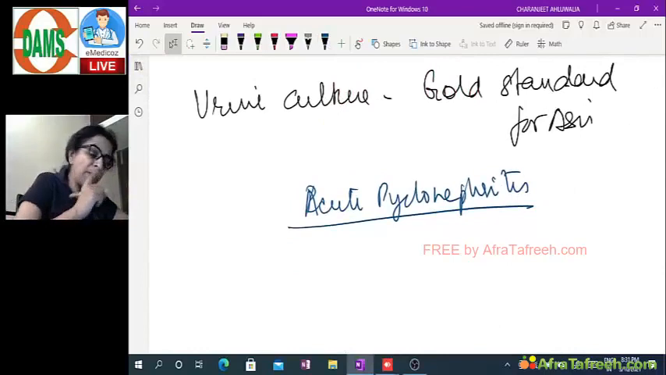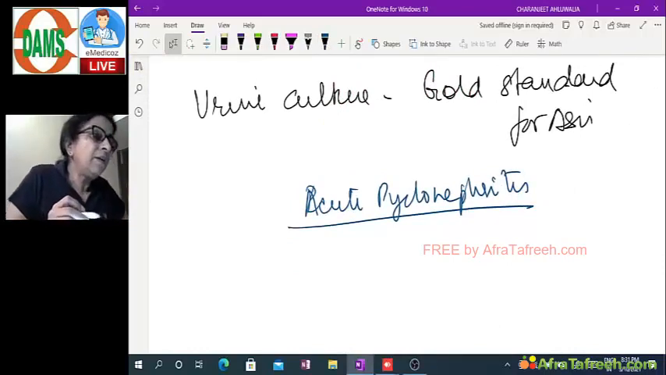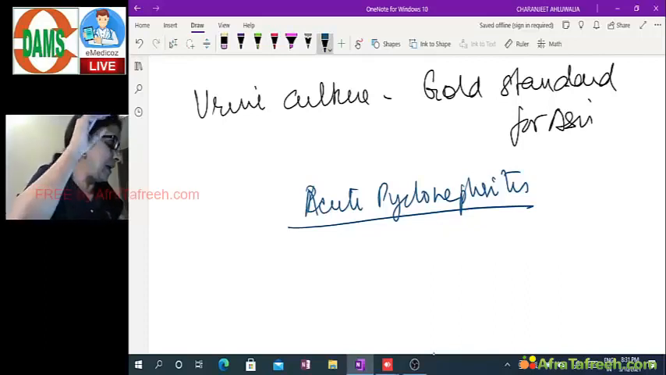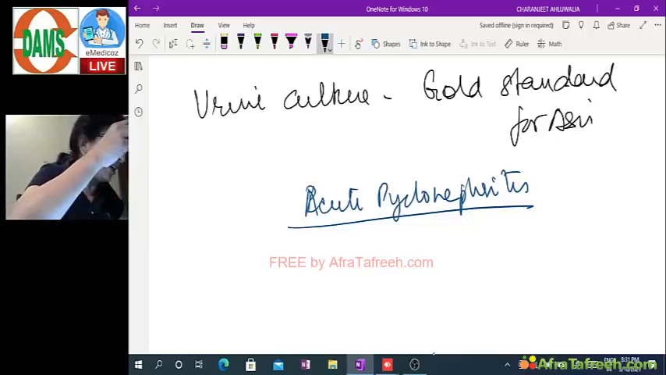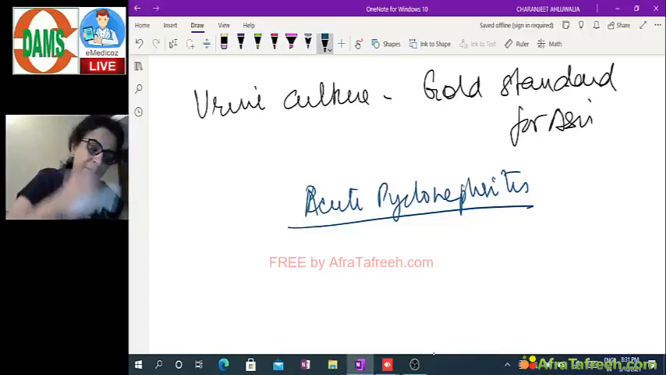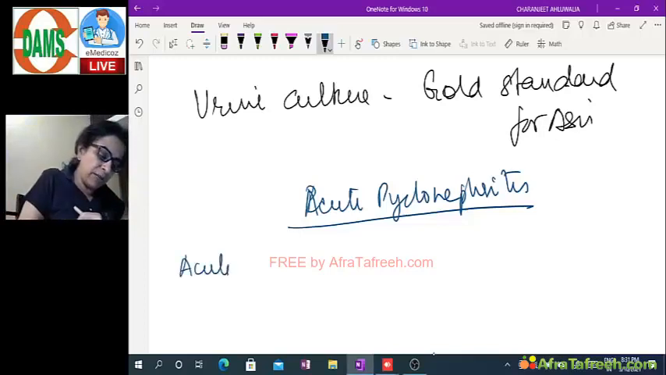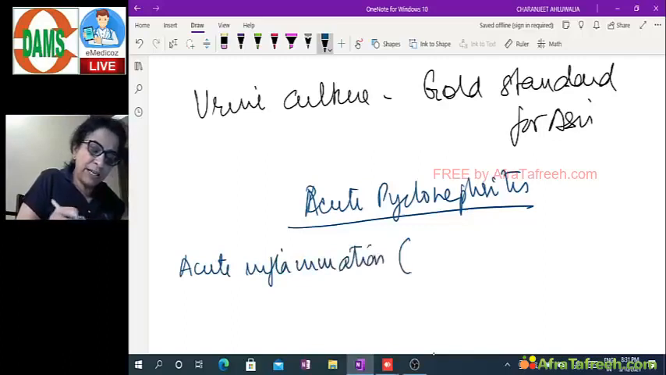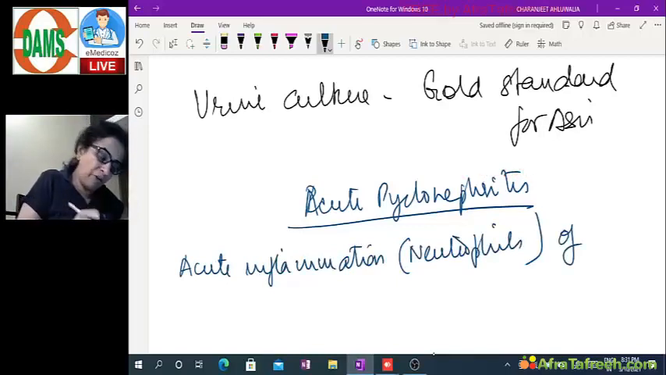So what is acute pyelonephritis? In the tubules of the kidney and in the interstitium of the kidney, there is acute inflammation of the tubules and interstitium caused by bacteria. What are the cells of acute inflammation? Neutrophils. So what is pyelonephritis? Acute inflammation of tubules and interstitium.